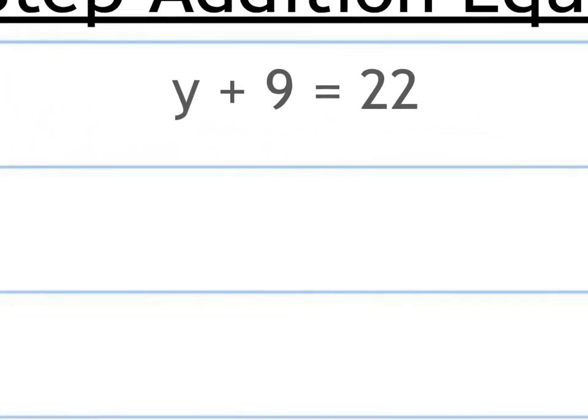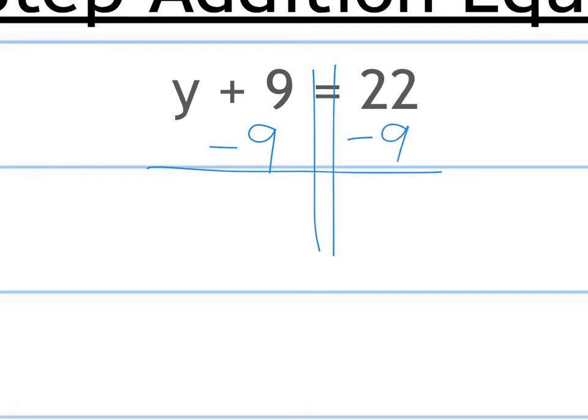Okay. Next one. y plus 9 equals 22. Start with the train tracks. Now, because I have a plus 9, I need to do the opposite, which is to subtract 9 from both sides. Draw my line. My new thing will be y equals, because the 9s canceled, those subtracted from each other. Now, 22 minus 9. Make this into a 1 and 12. 12 minus 9 is 3. Bring down my 1. So then y equals 13.